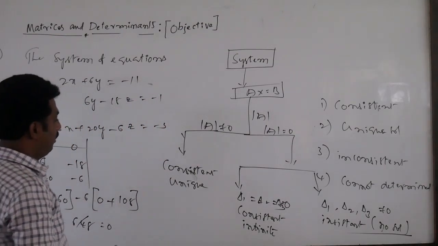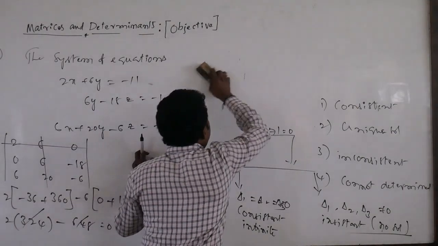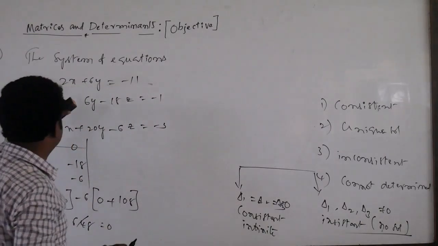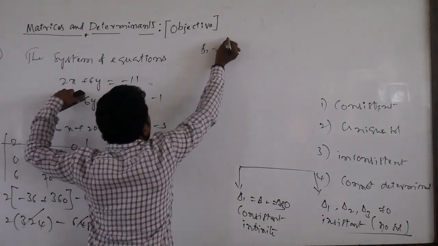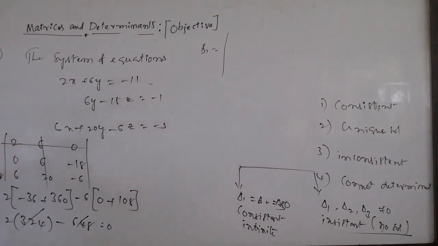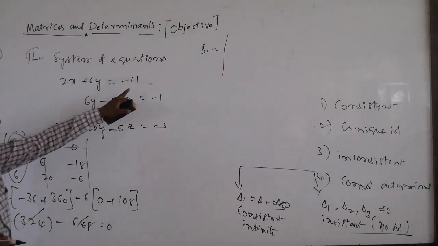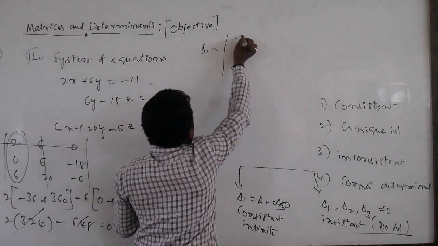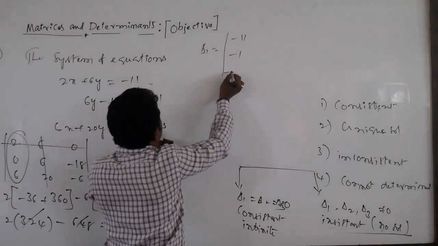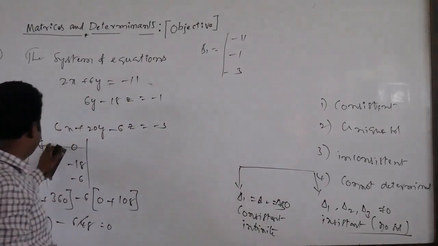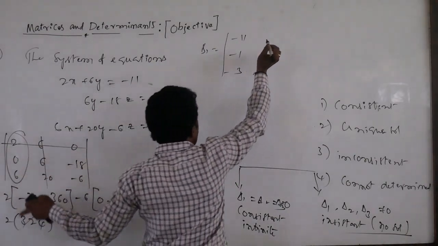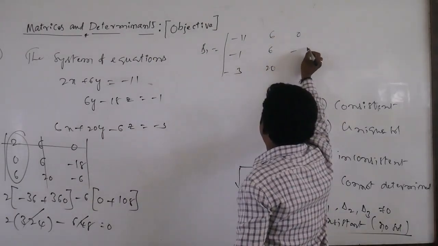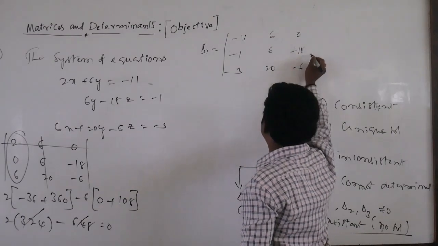So delta 1 we will see. How do you get delta 1? In delta, all the first column elements are replaced by these constants. I told this algorithm in the theoretical concepts also. So it is minus 11, minus 1, minus 3. No changes in second and third column. So 6, 6, 20, and third column 0, minus 18, minus 6.